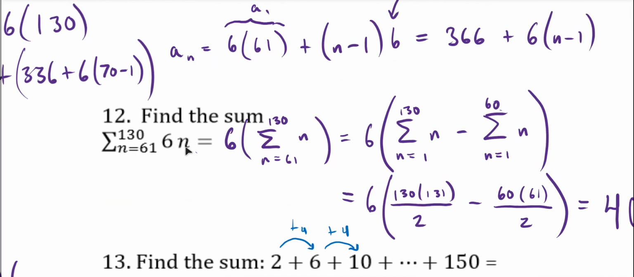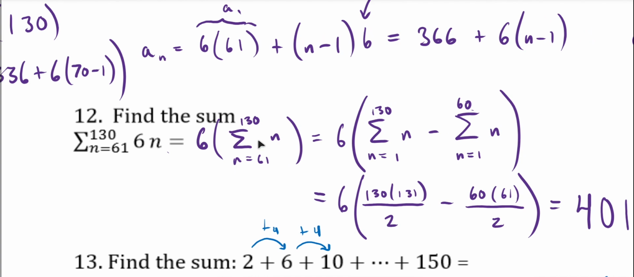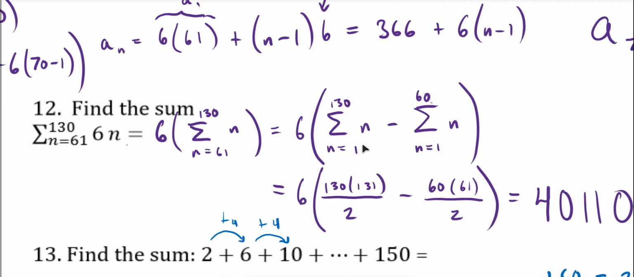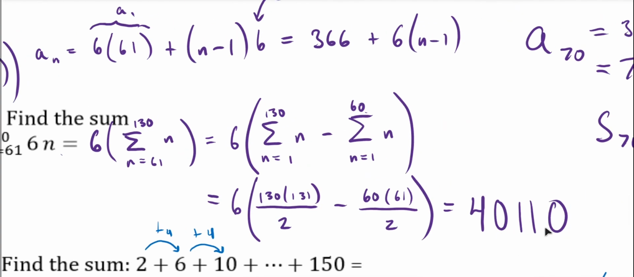For this next one, there's actually a few different ways we can go about it. Number one is we could proceed straight away with the formulas from last section. I could factor out a 6, and then say that the sum from 61 to 130 is the same as the sum from 1 to 130 minus the sum from 1 to 60. Now, the sum of the first n integers is given as follows. And if we just take that difference, we get 40,110.